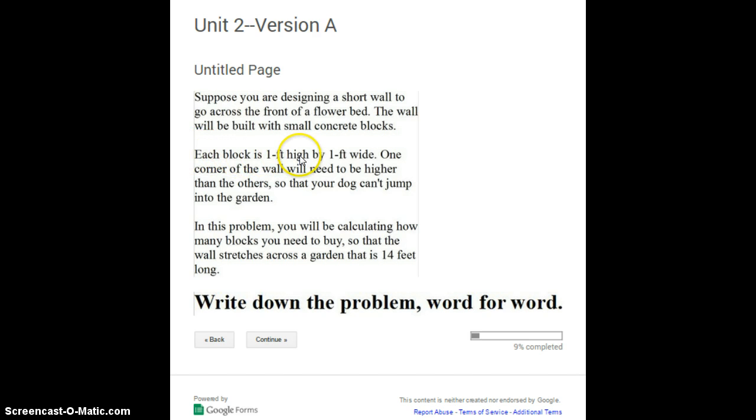Each block is 1 foot high by 1 foot wide. One corner of the wall will need to be higher than the others so that your dog can't jump into the garden. If I was solving this problem, I would just put an X through that paragraph. That's a distracting paragraph. There's no information in there that's important.